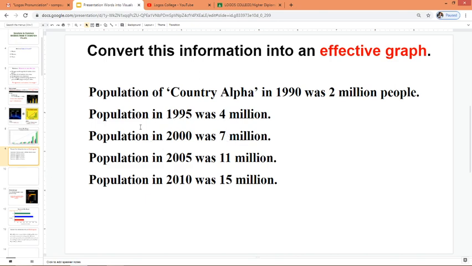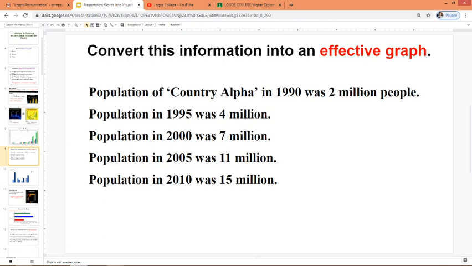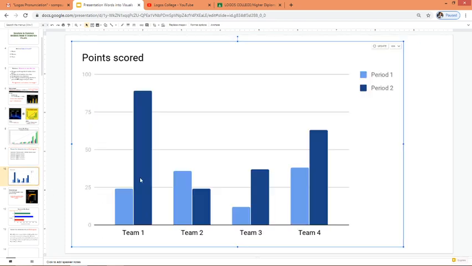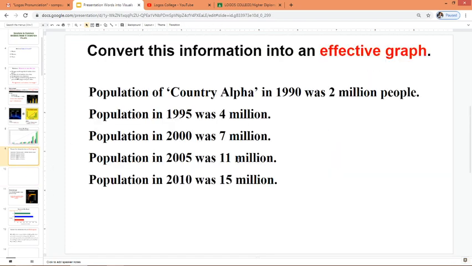Okay, so let's look at this. Oh, sorry, what happened there? Here we go. Okay, let's delete that. All right, so we have this information right here of country alpha. I couldn't come up with a better country. It says in 1990, there were 2 million people. In 95, there's 4 million, and all the way to 2010, there was 15 million.